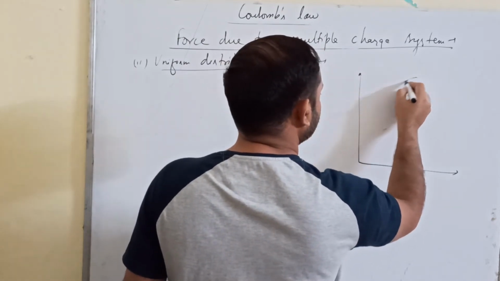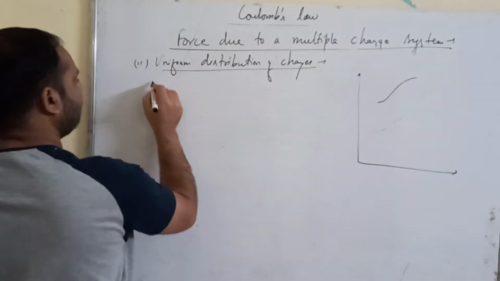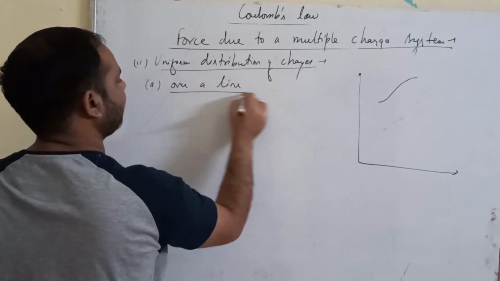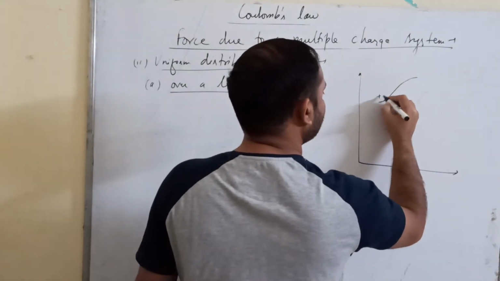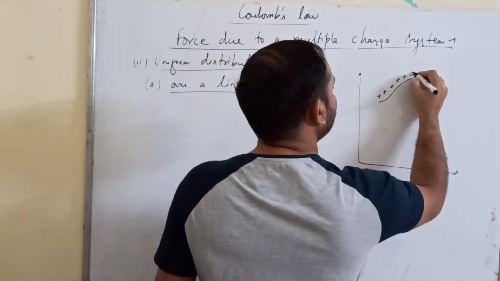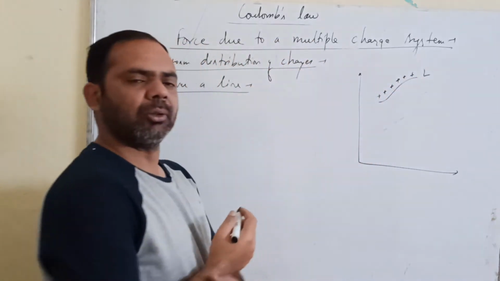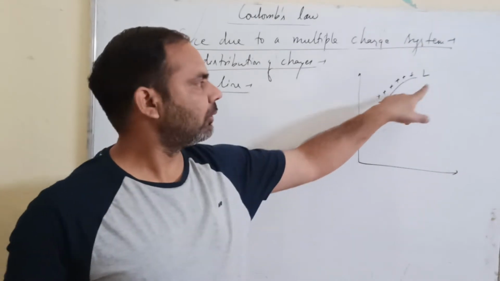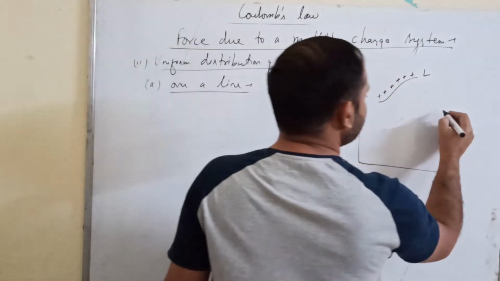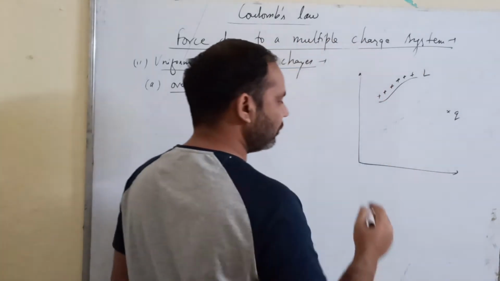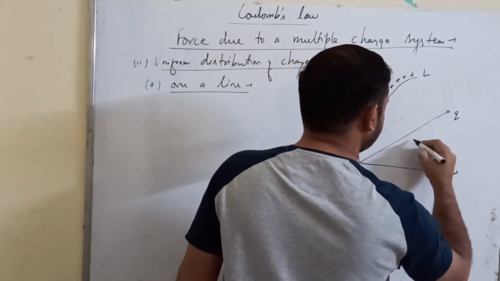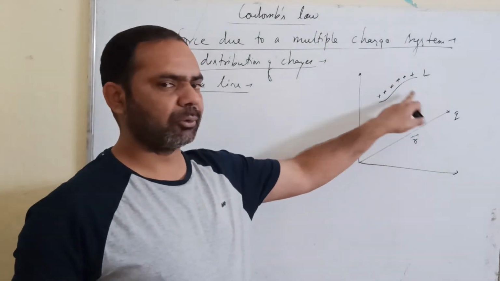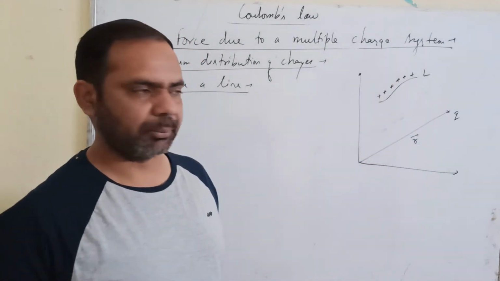First of all we will find the force when the charge is uniformly distributed over a line. Suppose we have a linear charge, a uniform distribution of charge over a line whose length is L, and suppose we have a charge Q at position vector R vector. Now we want to find out the force due to this linear charge distribution.